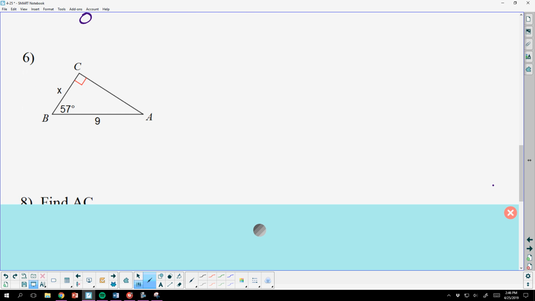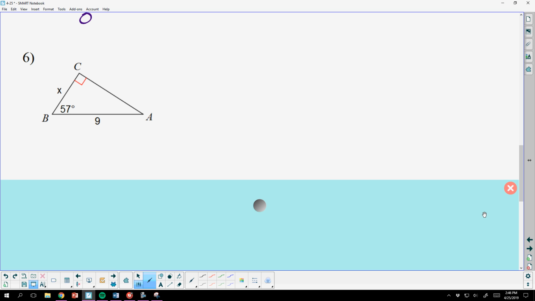All right, so what is the 9 in relation to angle B? What's the 9? No, hypotenuse, because it's opposite the right angle, right? So what is the x? Opposite or adjacent to angle B? Adjacent. So which one in SOHCAHTOA has A and H? CAH, which is cosine.